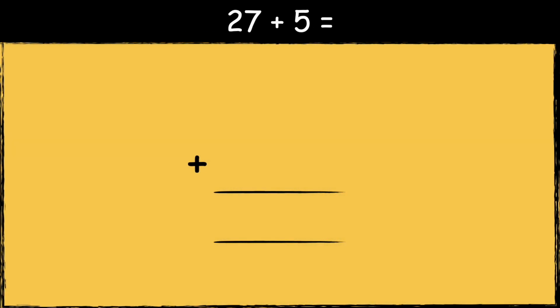Here's the next example. 27 add 5. Remember to line your numbers up correctly. The number 27 has 2 tens and 7 ones, and the number 5 has 5 ones. So now we're ready to add the digits in each column.